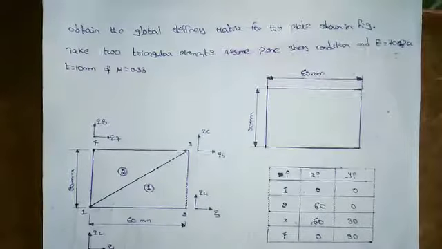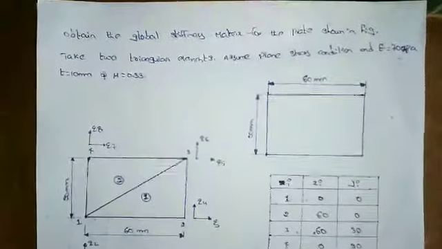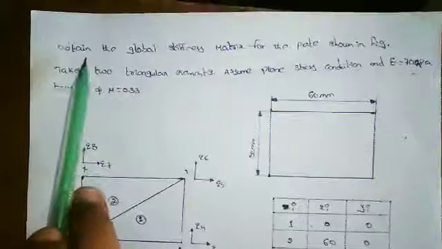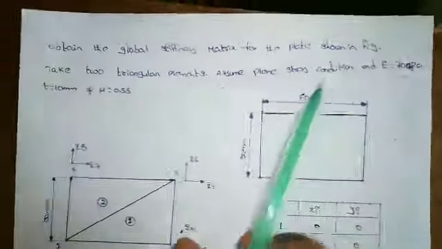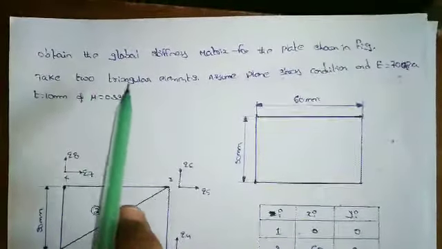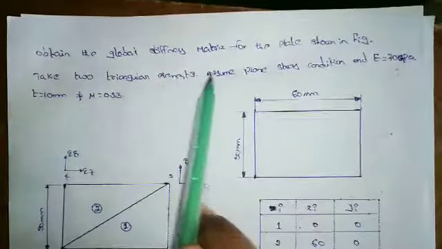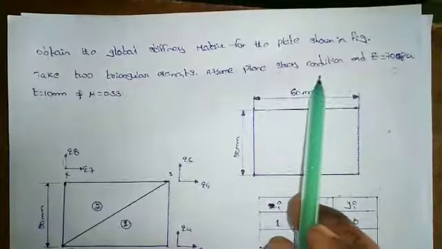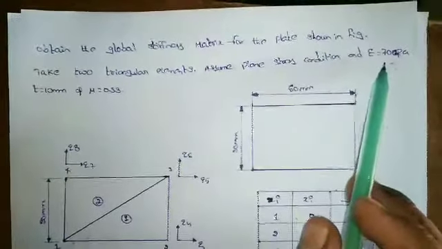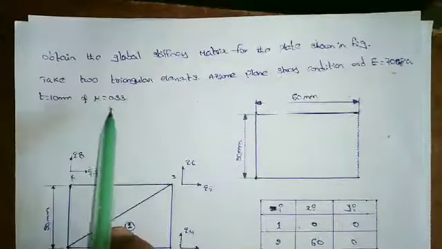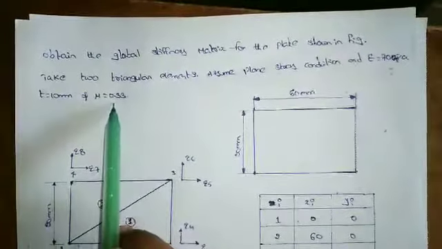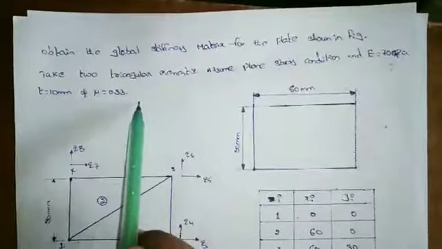Okay, the problem is: obtain the global stiffness matrix for the plate as shown in the figure. Take two triangular elements. Assume plane stress condition, E is 70 GPa, t is 10 mm, and Poisson's ratio mu equal to 0.33.